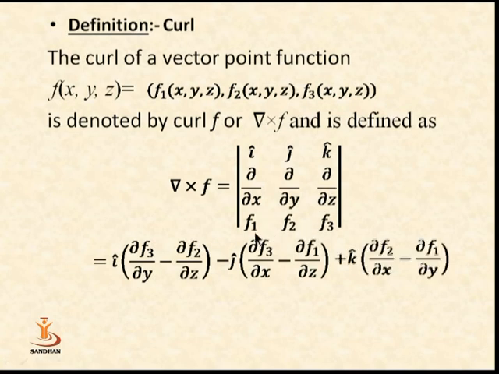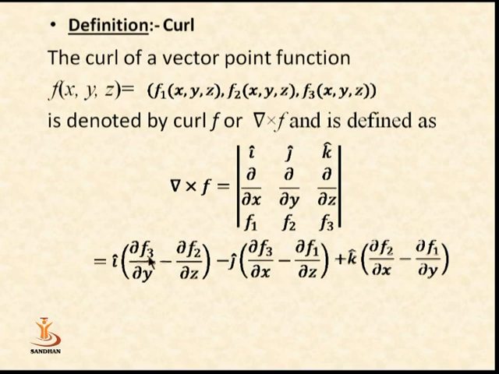Now we do the last one with respect to k. At that time we use only columns 1 and 2. Again we expand the cross this way, del upon del x with f2. Thus we get the differentiation of f2 with respect to x. Now in the cross in this way, we get the differentiation of f1 with respect to y.